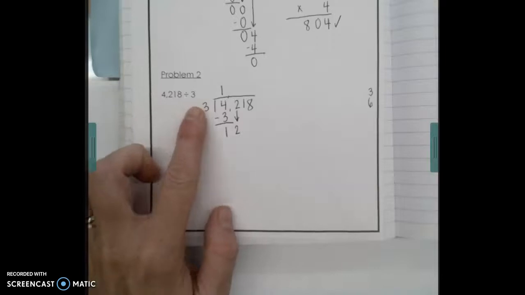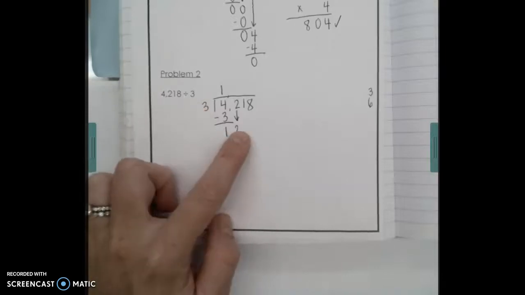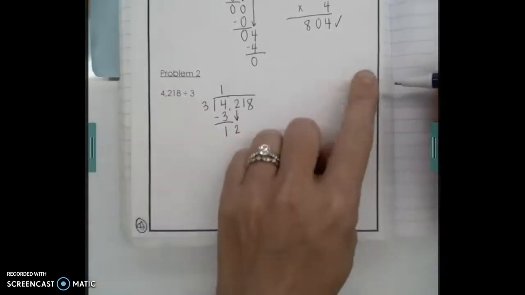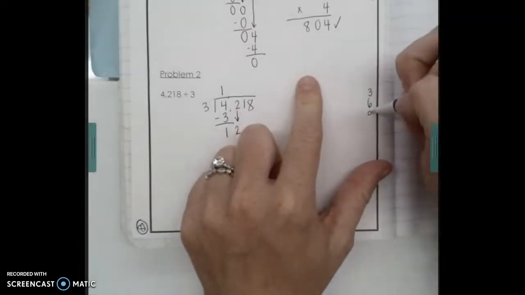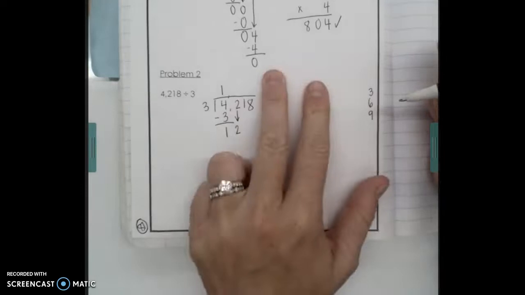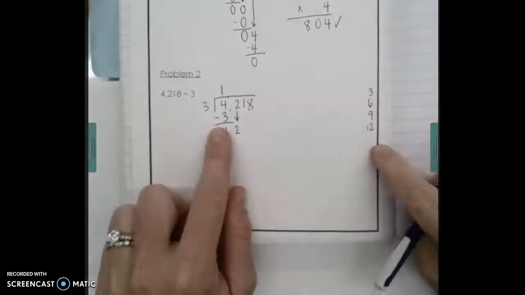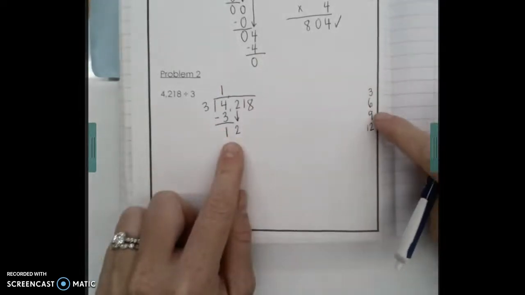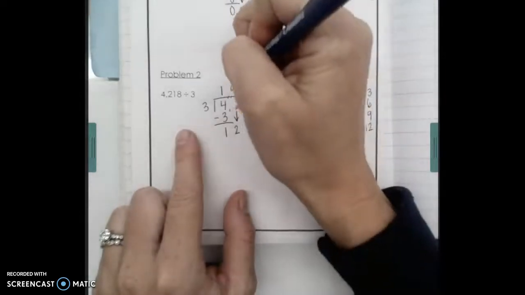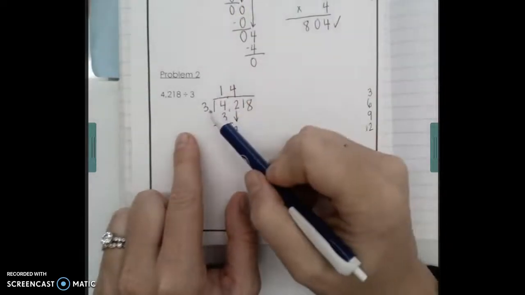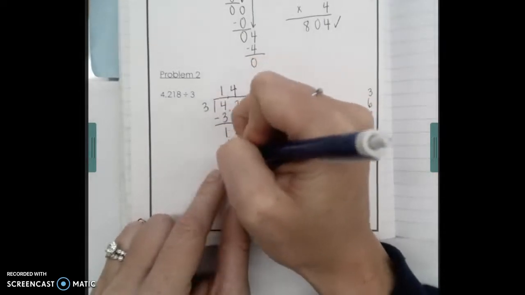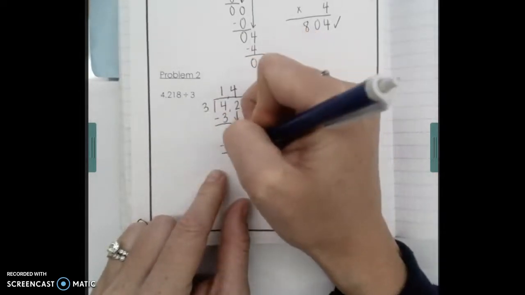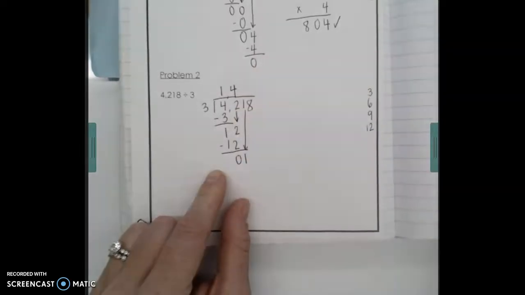So how many times does 3 go into my new number, 12? Well, I have 3, 6, 9, and then 12. So I actually get the number 12. That's 1, 2, 3, 4 times. So 4 is going to go on the top. 3 times 4 is 12. Subtract, I get 0. Bring down my next number, which is 1.